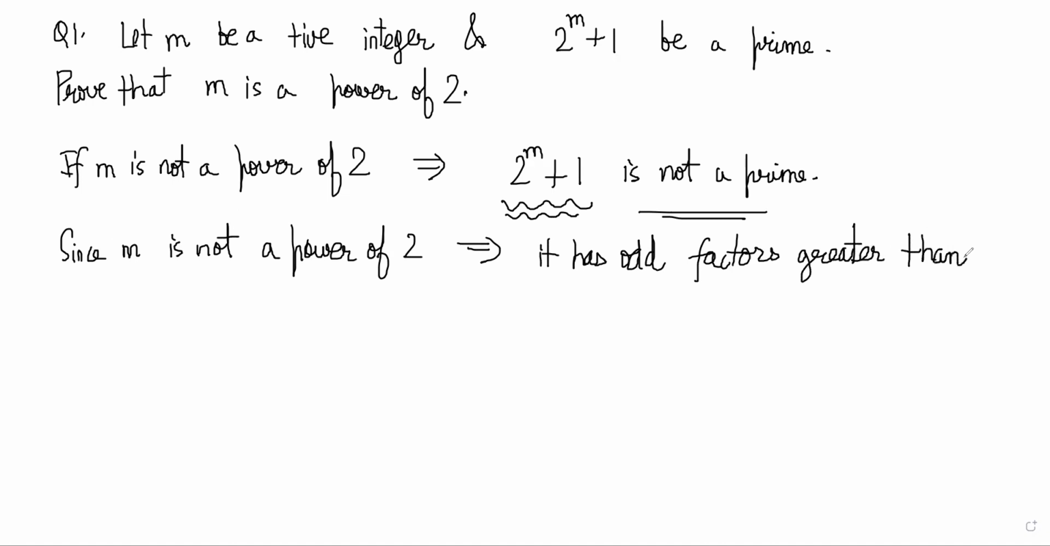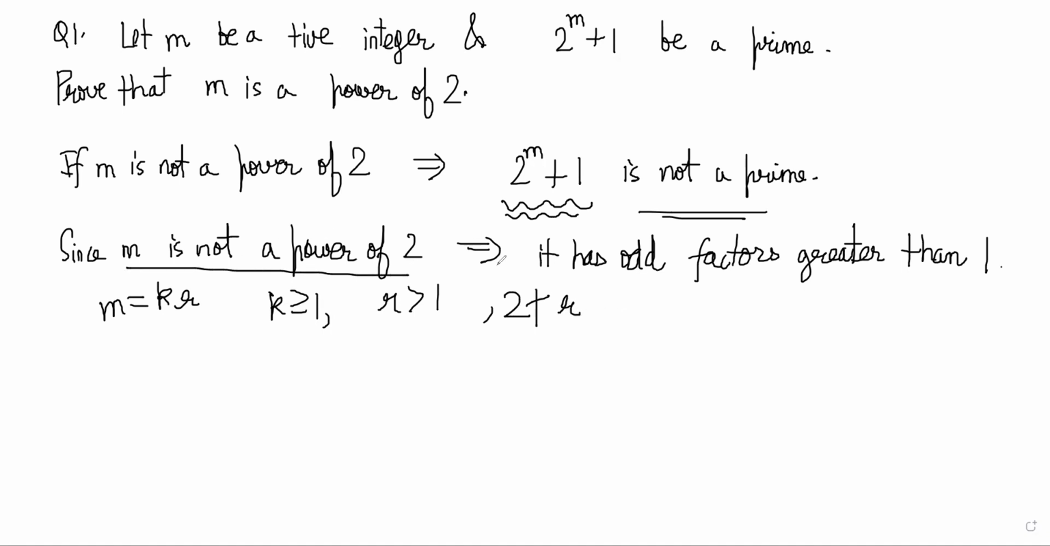Greater than 1. So we can say m is equal to k times r, where k is greater than or equal to 1, r is greater than 1, and 2 does not divide r, right? Basically, m is not a power of 2, so it must have an odd factor, and therefore has some odd factors.